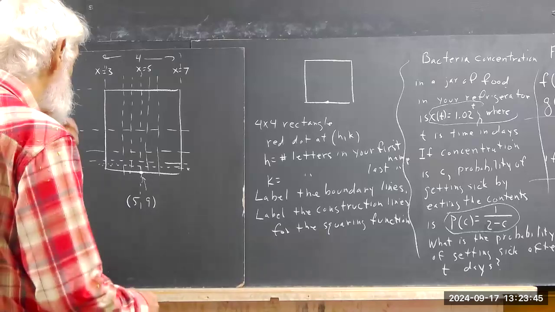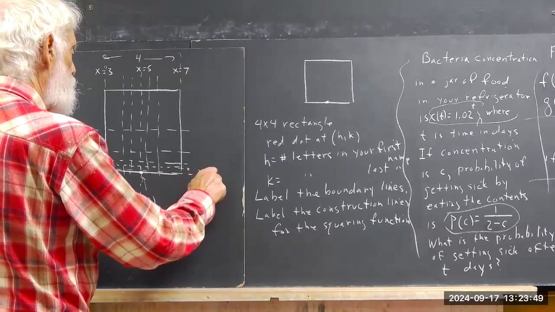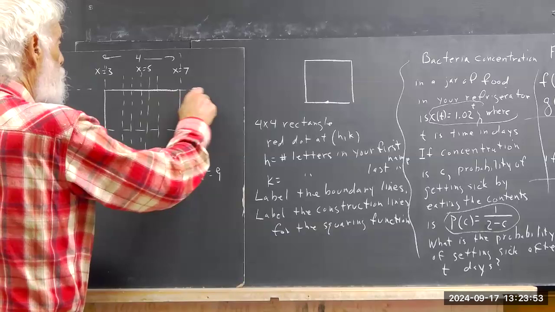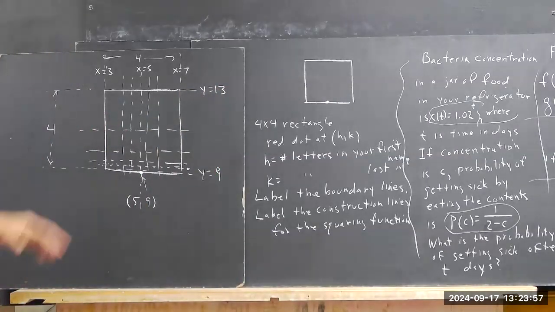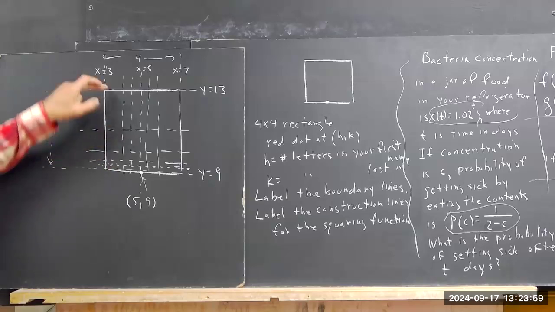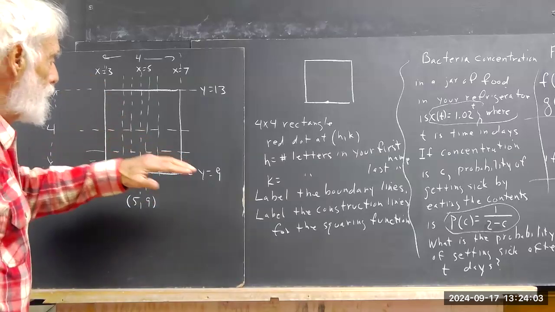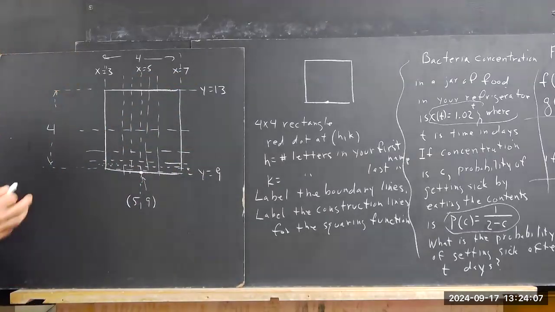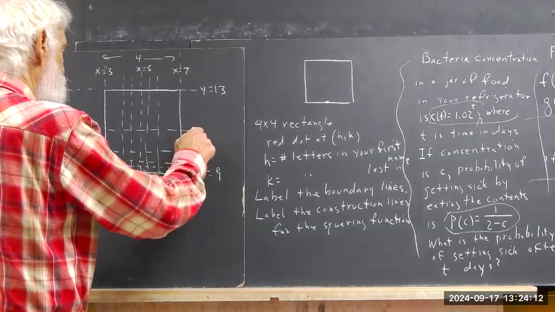Now, this line is y equals 9. It's 4 units from here to here. Well, 9 plus 4 is 13, so this is y equals 13. This line is halfway between here and here, meaning it's the horizontal line halfway between the line y equals 9 and the line y equals 13. What's halfway between 9 and 13? It's 11.